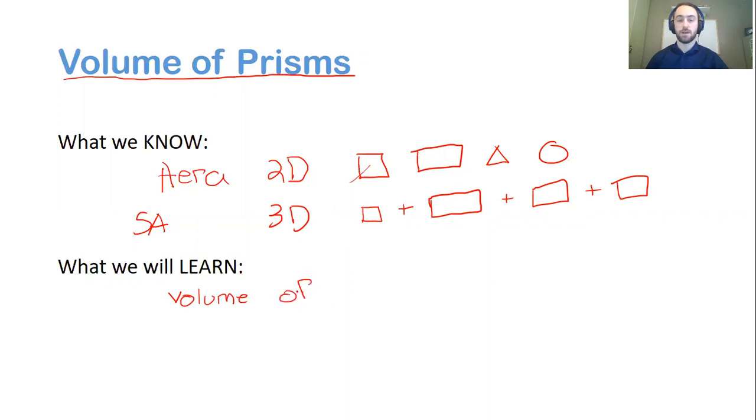What we will learn today is how to calculate the volume of various three-dimensional prisms. We're going to look at rectangular prisms, triangular prisms, and finally cylinders. So the volume of a prism can be calculated using the following formula.